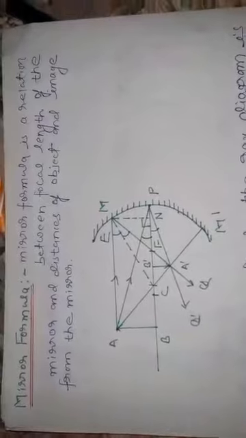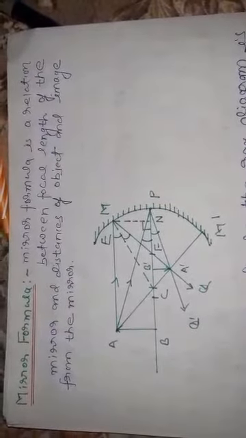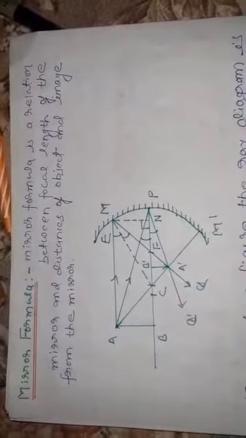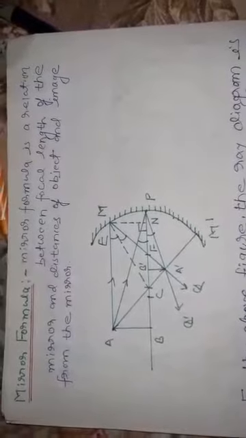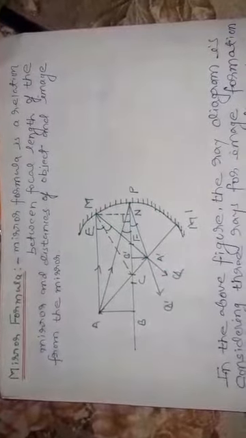Okay students, now we are going to discuss our very important derivation, which is the mirror formula. Mirror formula is a relation between focal length of the mirror and distance of object and image from the mirror. Here we consider one condition in which our object lies beyond the center of curvature. So beyond the center of curvature, we get our image in between center of curvature and focus, smaller than object, real and inverted image.